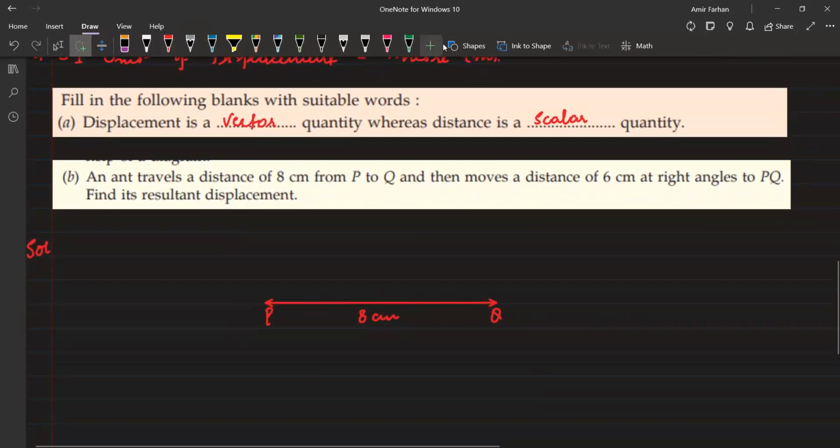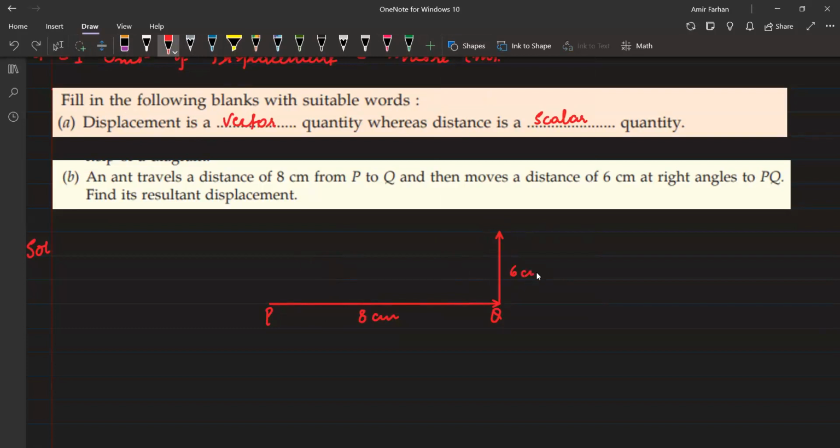Okay. So suppose that the ant has moved a little bit like this. It has started from here and gone in the upward direction, perpendicular. Is this clear, Ayan? Okay. So this is a distance of 6 centimeter.